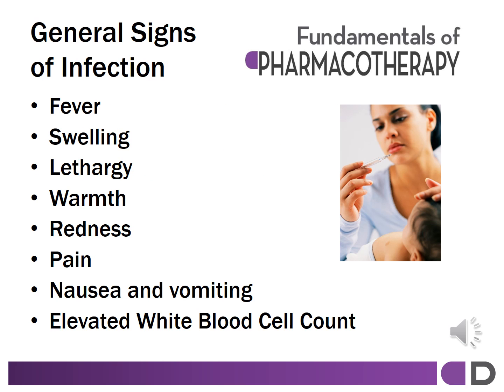Signs of an infection will vary based on the severity of the infection, the organism causing the infection, and the location of the infection. For example, a child with a respiratory infection will show much different signs than a child with an ear infection. However, there are some general and broad signs of infection, such as fever, swelling, lethargy, warmth, redness, pain, nausea and vomiting, and an elevated white blood cell count.